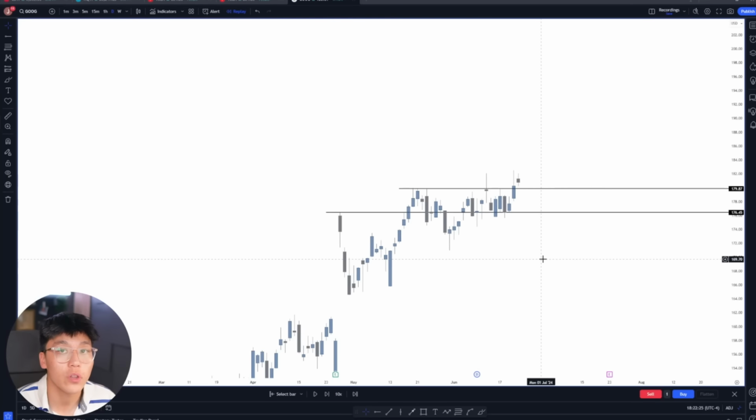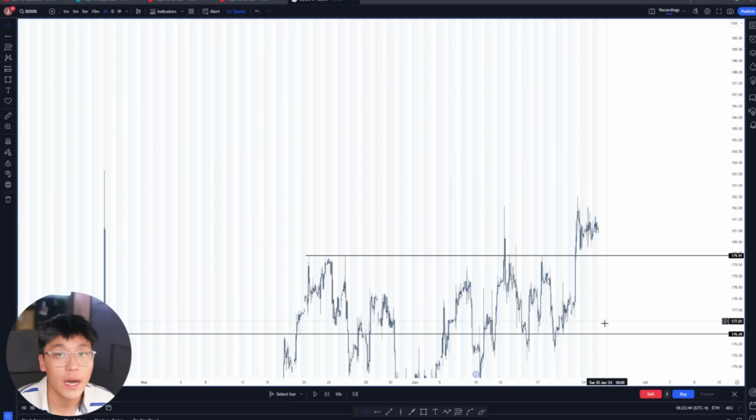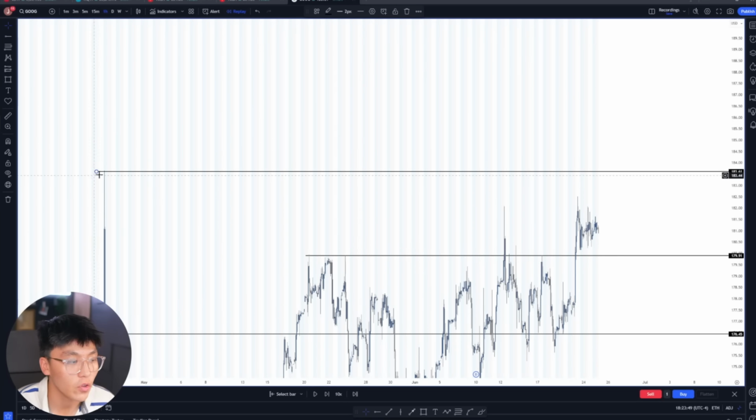Now we can go on to the lower time frames, to the 1 hour time frame. Now you can see I'm on the 1 hour time frame, so I can refine my levels. I'm going to be drawing this key pivot high all the way back from April.